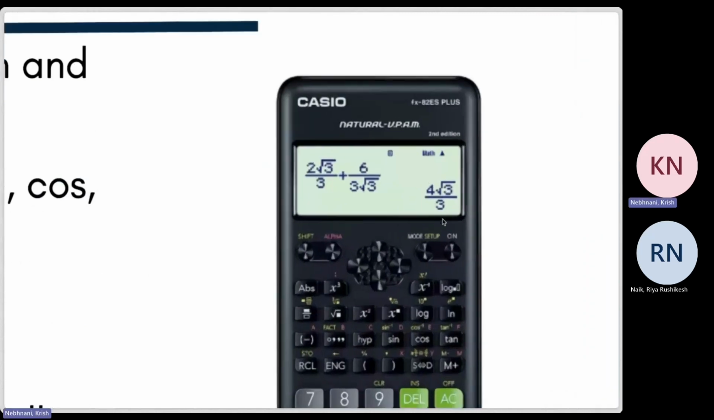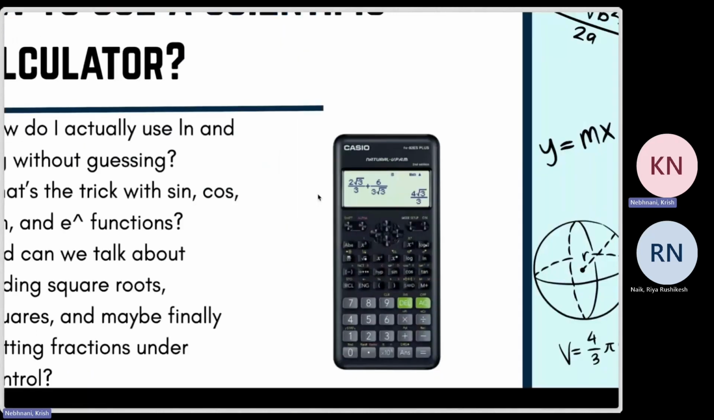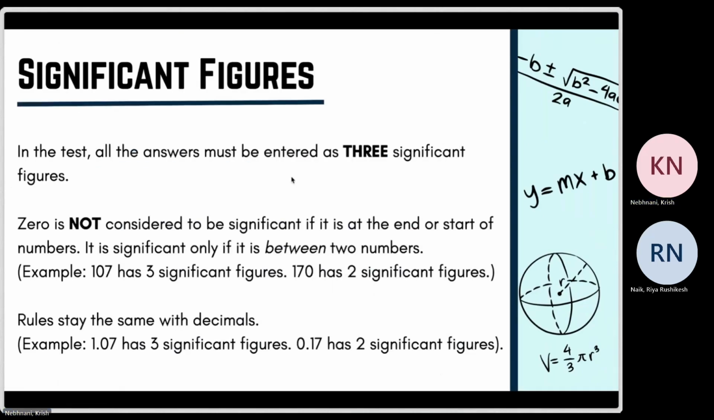You would get a fraction of that sort maybe, and you would just have to press the SD button to make it into a decimal, and then you could enter the values. Now Ria will be explaining the rest of the essentials.